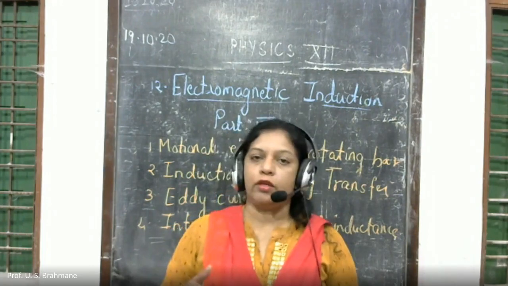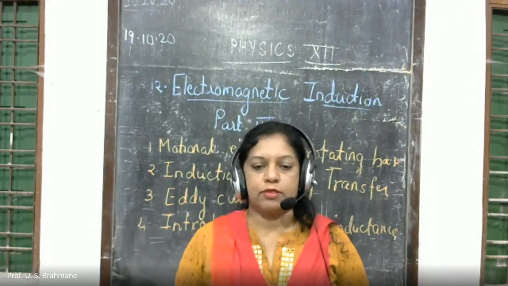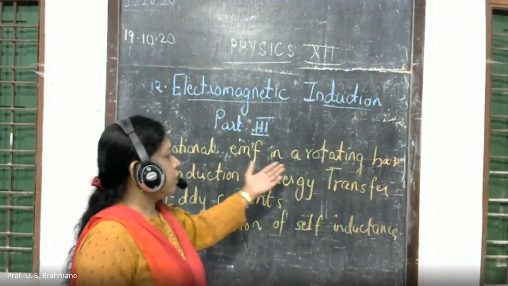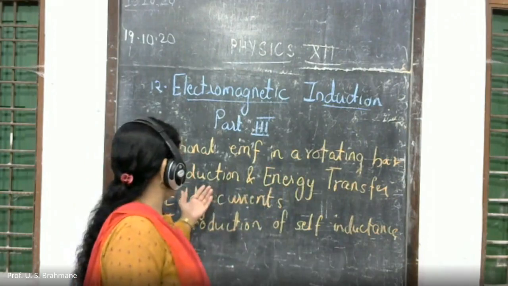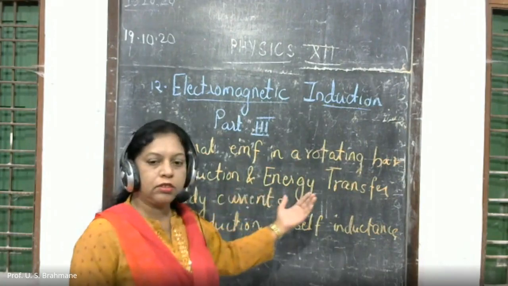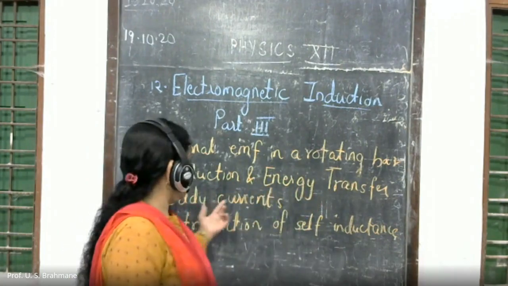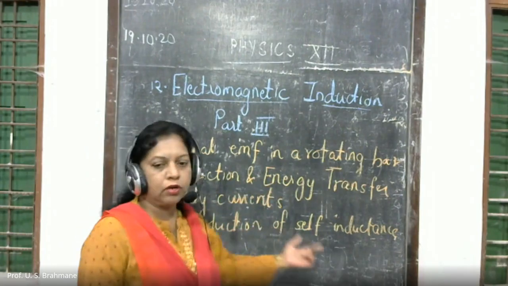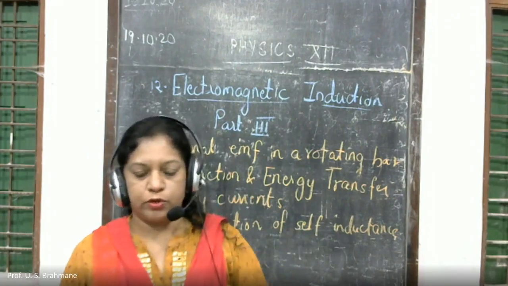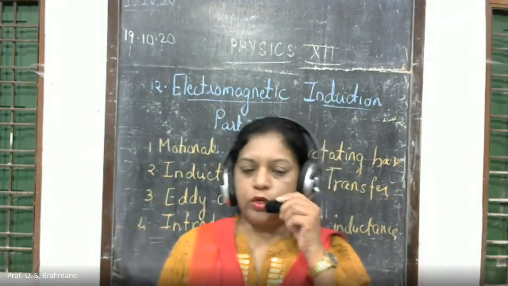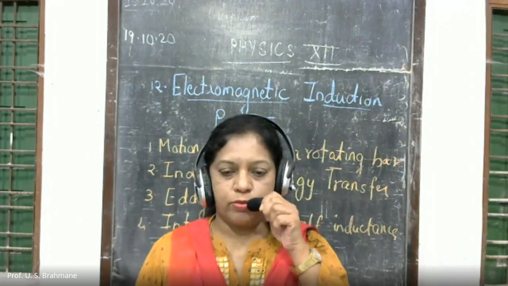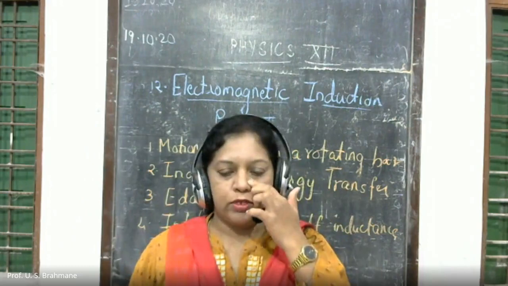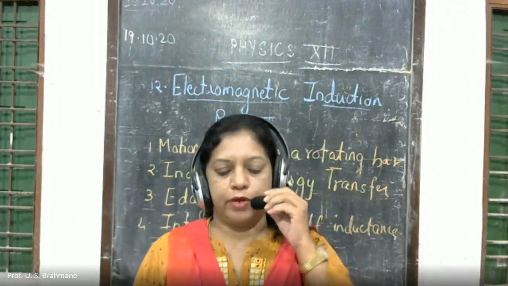Today, whatever we are going to take is there on the blackboard. Here we are going to see motional EMF in a rotating bar, as I told you. Then induction and energy transfer, then eddy currents, which are very important, and then we'll have a brief introduction of self-inductance. Children, go through the chapter and the textbook and see what is deleted. What is deleted we are not taking, and what is there in your syllabus we are considering only that.